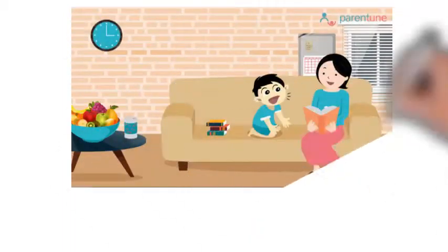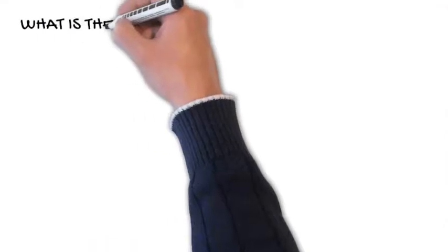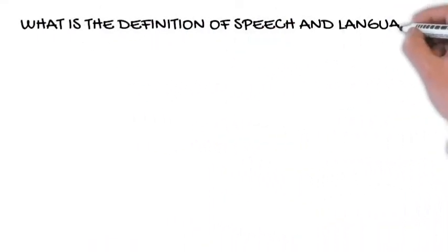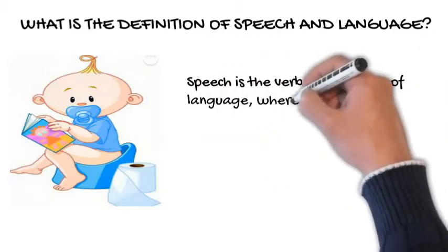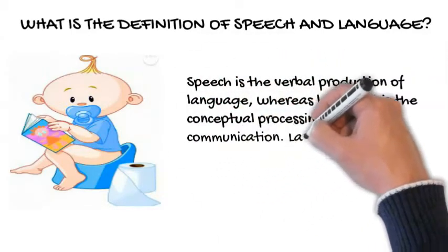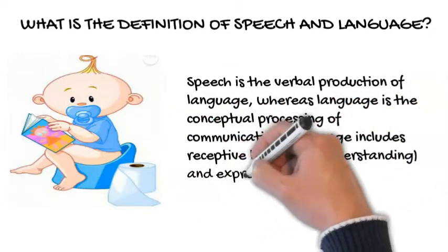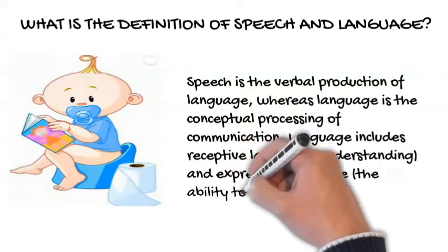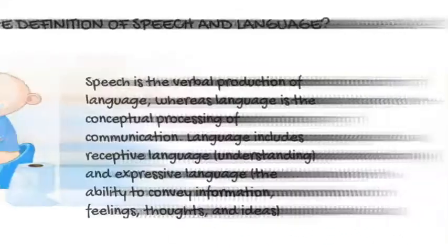Frequently asked questions on speech and language delay in children. What is the definition of speech and language? Speech is the verbal production of language, whereas language is the conceptual processing of communication. Language includes receptive language, understanding, and expressive language, the ability to convey information, feelings, thoughts, and ideas.